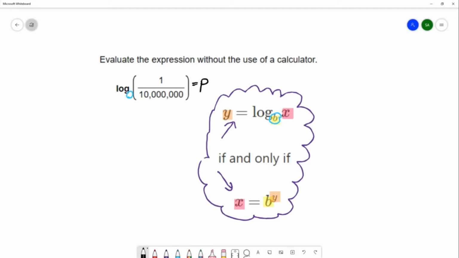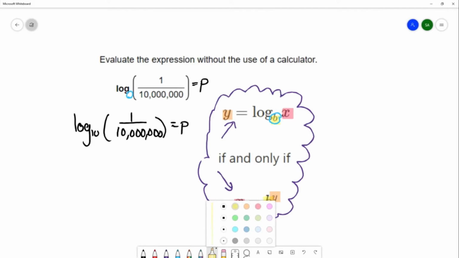So this equation would be the same as log base 10 of 1 over 10 million equals p. So we assume that that base is 10 when we don't have one listed. So now that we know the base, we're going to use that as the base of our exponential. So we're going to use 10 as the base.